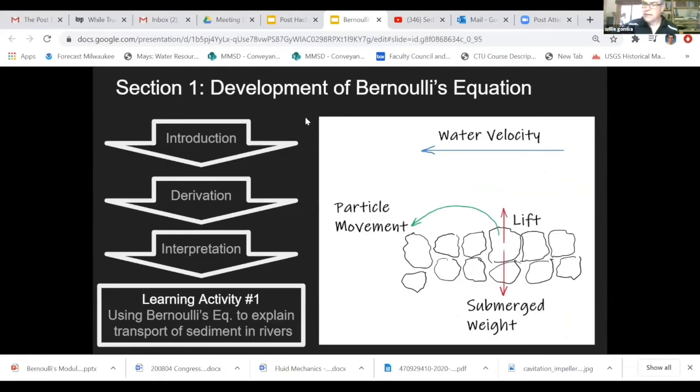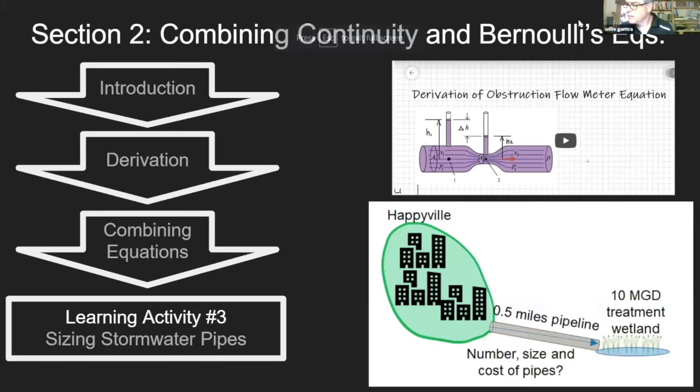So that is section 1, development of the Bernoulli's equation. Excellent. Okay, so once we cover the Bernoulli equation on its own, then section 2 focuses on combining the Bernoulli equation with the continuity equation. And as in most of the actual implementations or applications of the Bernoulli equation, you have to use the continuity equation, where you relate velocity and the cross-sectional area of the flow to the volumetric flow rate.